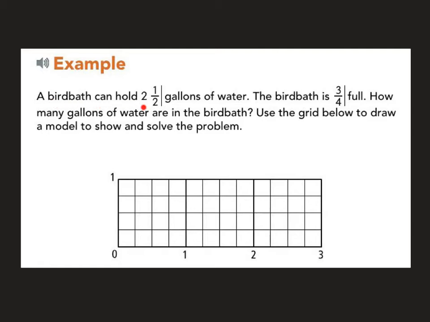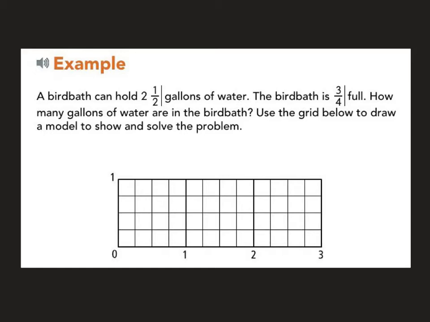Bird bath can hold 2.5 gallons of water. That's a lot of water. The bird bath is 3/4 full. Okay. How many gallons of water are in the bird bath? Because it can hold only 2.5 gallons total, and it's only 3/4 full. It's not totally full, it's only 3/4. Use the grid to draw a model and solve the problem.